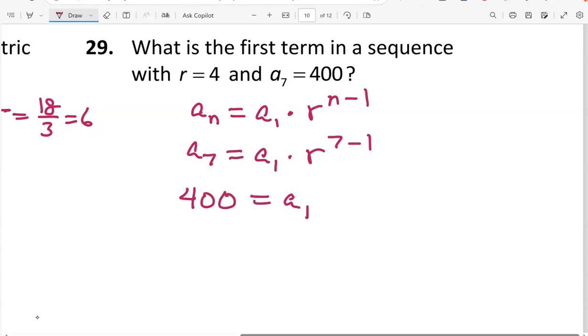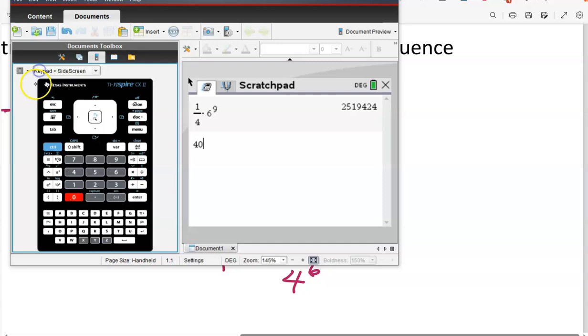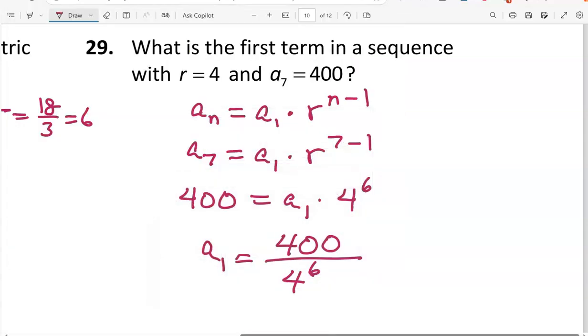We don't know what the first term is, but we do know that r is 4 and 7 minus 1 is 6. So if we want to solve for a sub 1, or the first term, it is equal to 400 divided by 4 raised to the 6th power. Feel free to put that into your calculator all at once. And we get 25/256.